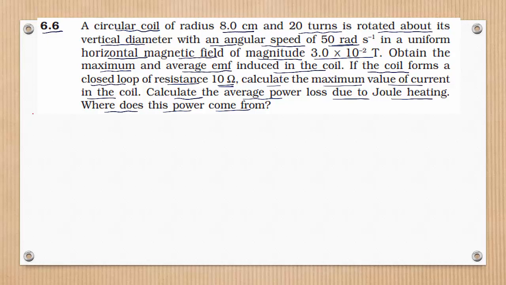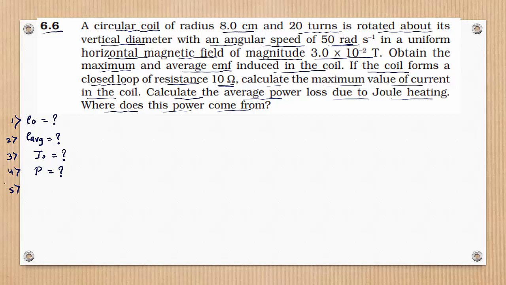So here, what we have to find, first I will write. Maximum EMF is denoted by E naught. Second question, average EMF, we can write E average. Third, they asked to calculate the maximum value of current, so we have to calculate I naught. Fourth question, average power loss, we have to calculate P. Fifth one, where does this power come from? That we have to find. These are the 5 questions. We can solve one by one.